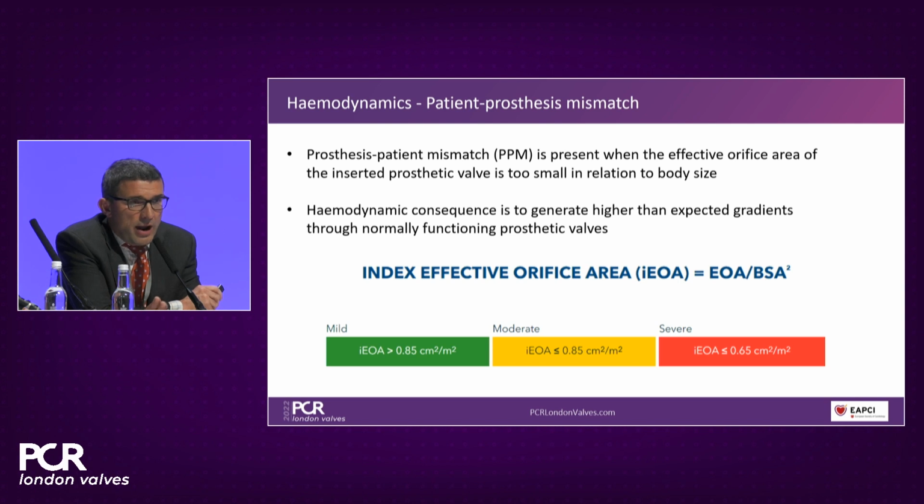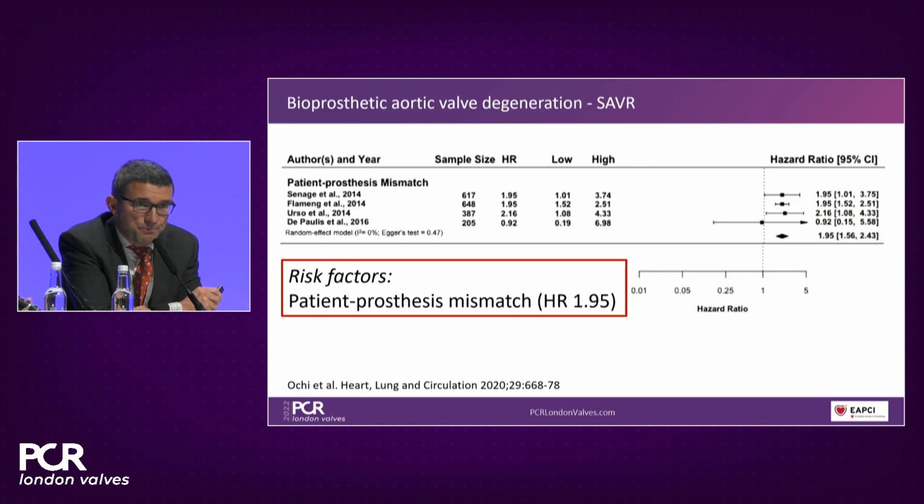Now, clearly, we do have a way of quantifying prosthesis-patient mismatch. So essentially, we've known for many a year from the surgical data that when we do have PPM, we essentially have a valve that's too small for the patient's body size, and the consequence of that is to leave higher than expected gradients through a normally functioning valve. And as you can see from the color chart there, we have a way of quantifying this, so we can bear this in mind throughout this presentation.